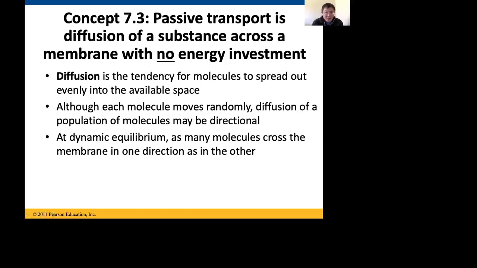So now let's talk about cell membrane transportation. There are two types of transport. Okay, the first is passive transport. Passive transport means this transportation doesn't need energy. That's why it is called passive. The first passive transportation is diffusion.